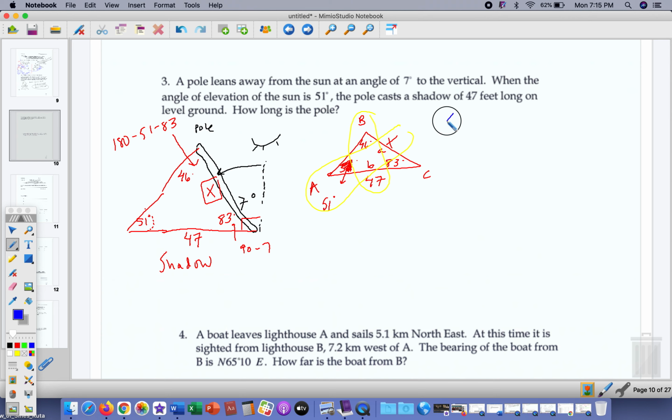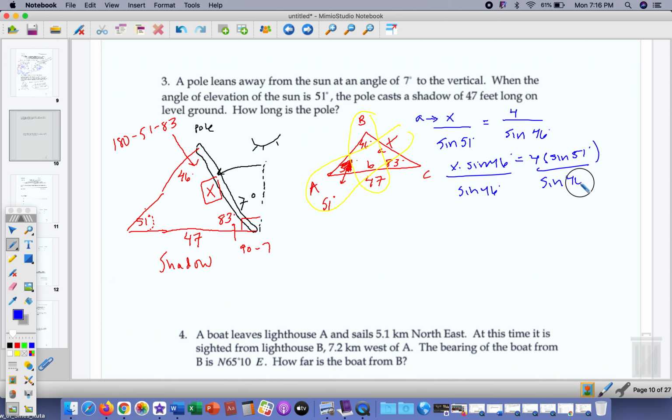So we're going to do little a, which we labeled as x, over sine of A, 51 degrees, is equal to little b over sine of B, 46 degrees. And we can cross multiply: 47 times sine 51, divide both sides by sine of 46 degrees, and we should get that x, the height of the pole, is about 50.78 feet. So that's our answer for that one.